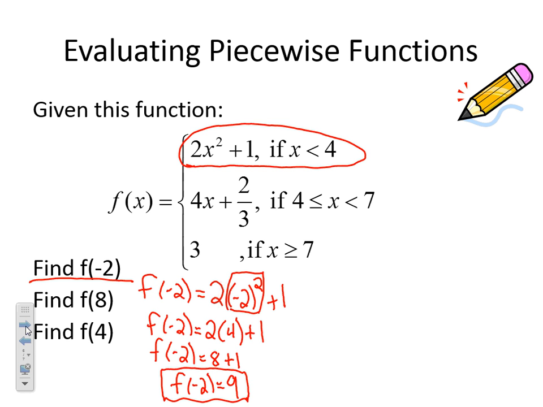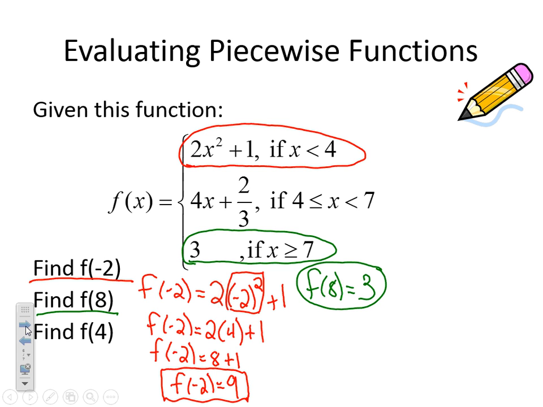Now if we look at f of 8, that's going to be here, greater than or equal to 7. So when I have f of 8, it's just going to equal 3. I can't plug it anywhere else here, so this is my answer for that one.